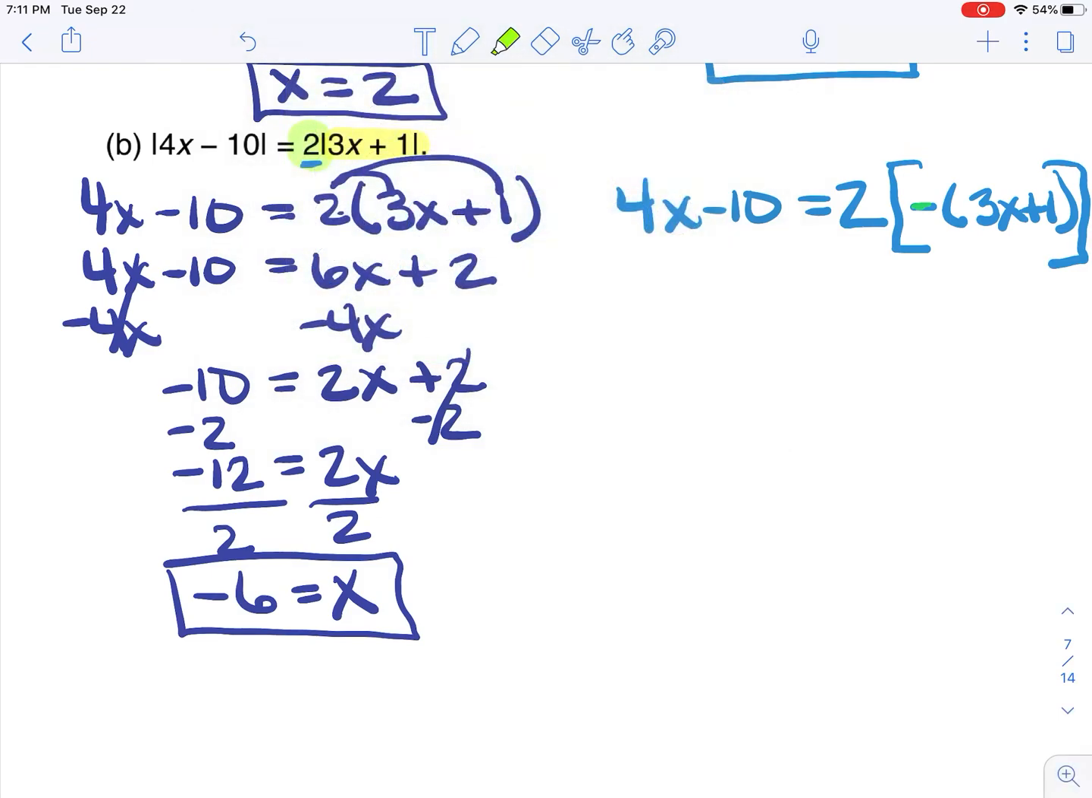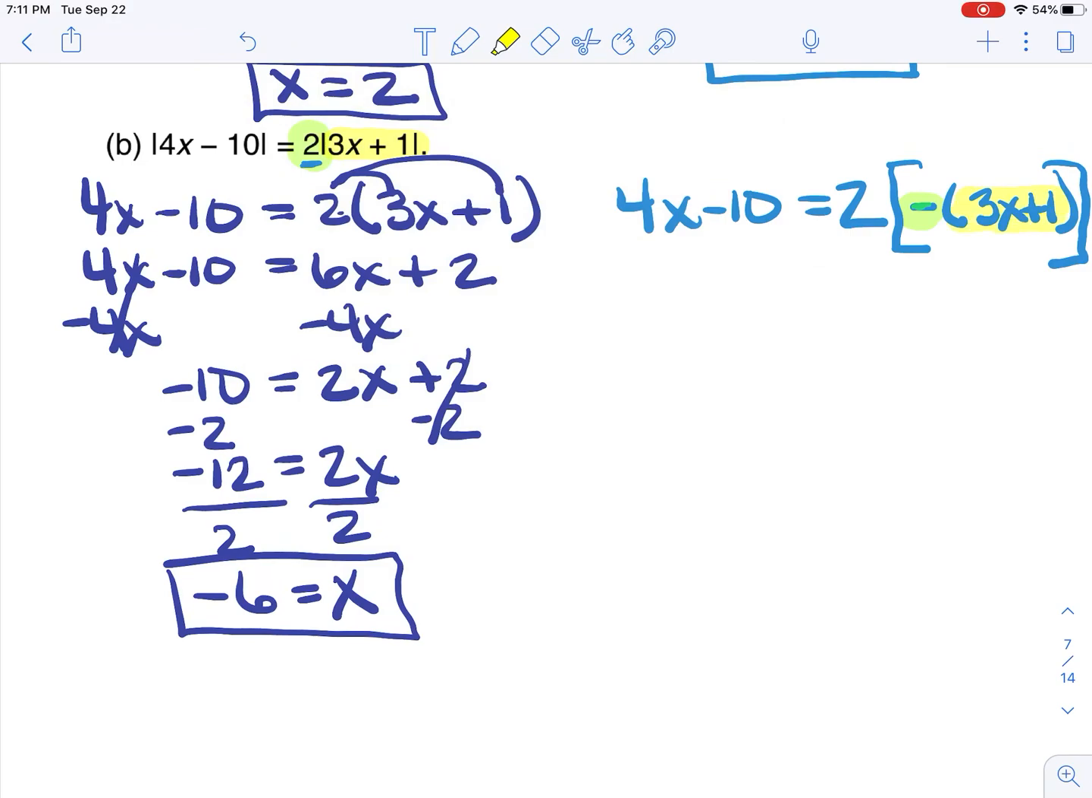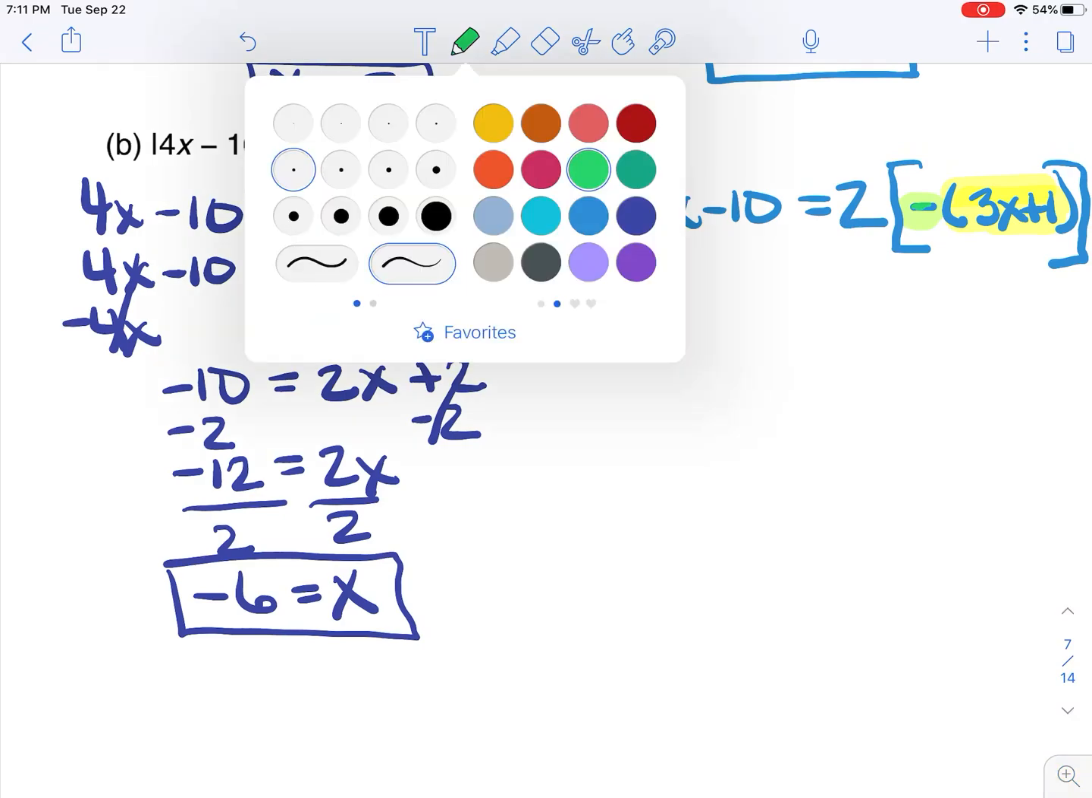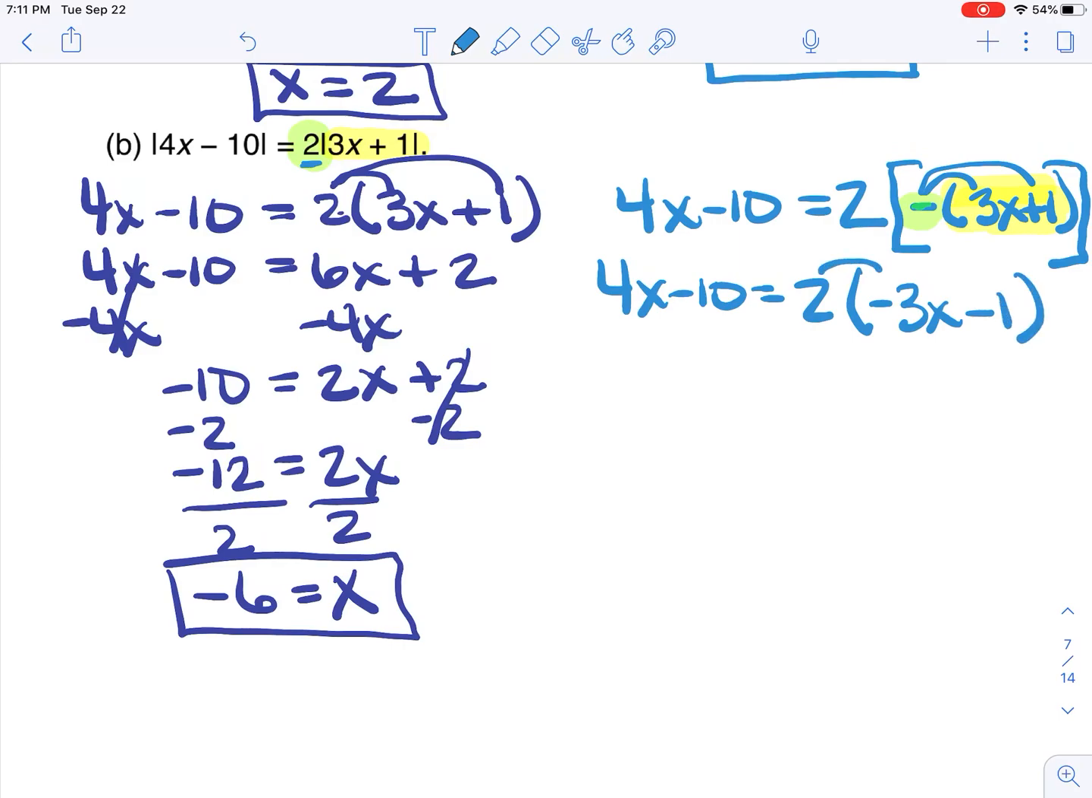Let's change that. I'm going to add this negative right there to this entire piece. Okay, so now let's clean this up. So 4x minus 10 is going to equal, so I'm going to do the inside of the brackets first. 2 times, distribute that negative, so negative 3x minus 1. So now I'm going to distribute the 2, so bring down the 4x minus 10. It's going to be negative 6x minus 2.